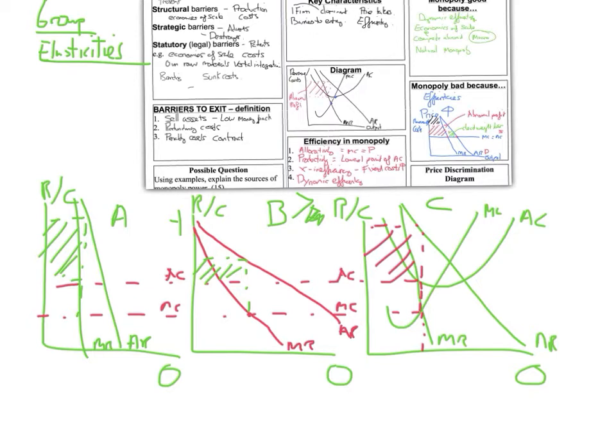The next bit is you've got to prevent seepage. That's probably not how you spell seepage. Anyway, that's saying that you have to be able to stop one group from being able to take advantage of the other group's cheap price.